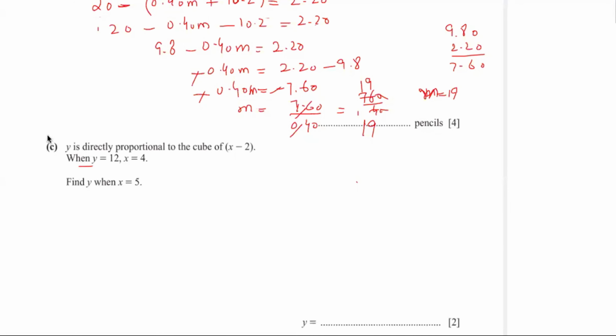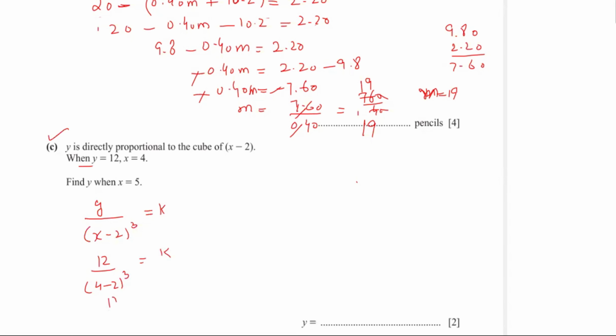Now part C, y is directly proportional to the cube of x minus 2. When y equals 12, x equals 4. Find y when x equals 5. Now you see here y is directly proportional to the cube of x minus 2. We can write y over (x minus 2) whole cube equal to k. Firstly, we find the value of k. We put the value of y as 12 and the value of x as 4, minus 2 power 3.